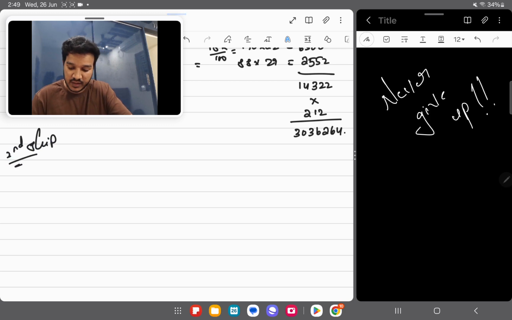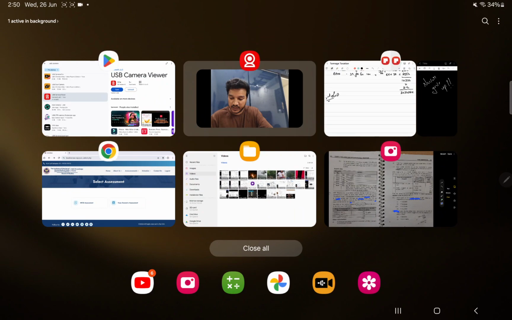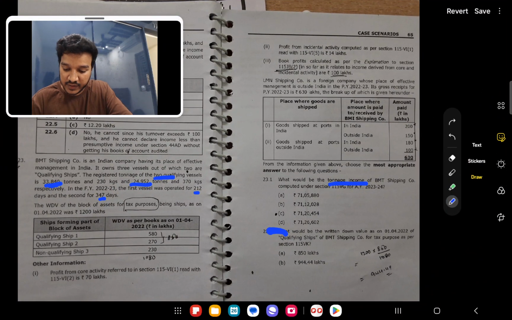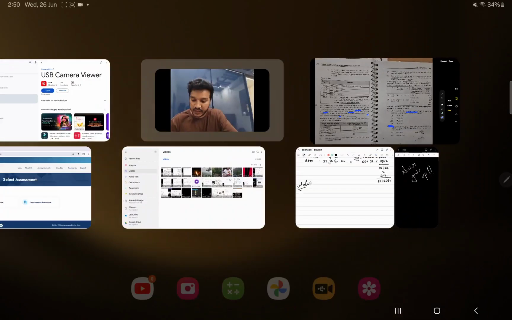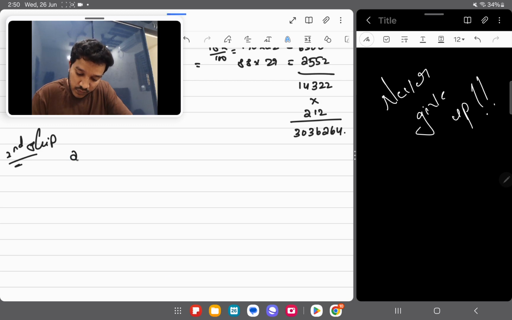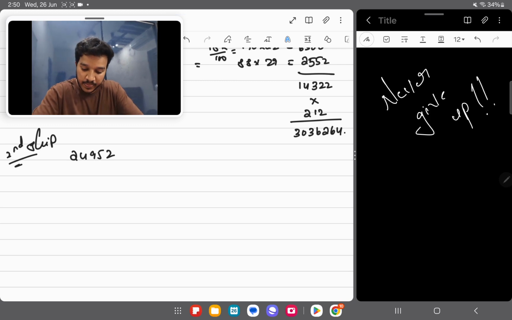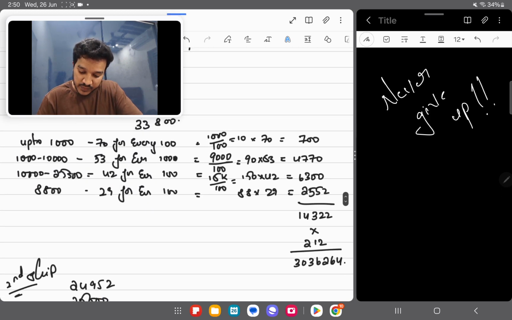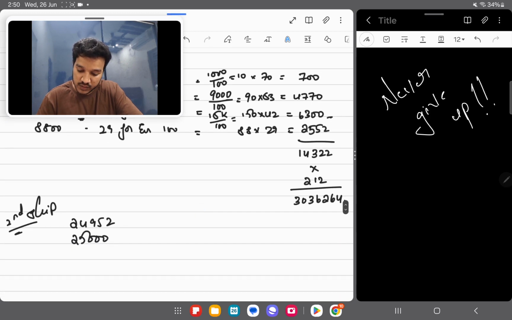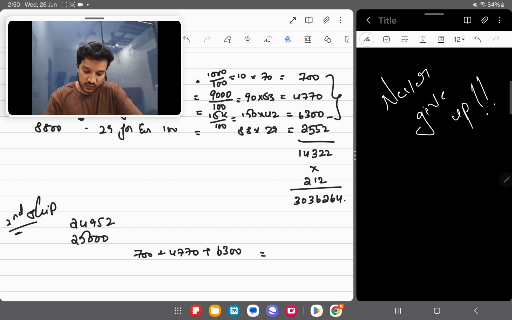Now we will calculate for the second ship. In the same way we have to calculate. Let's see how many tons the second ship has: 24,952. First we have to convert this into the nearest multiple of 100. This will come to 25,000, right? We have already done till 25,000 here, so we can take that only: 700 plus 4770 plus 6300. Even if you do it, it comes the same.